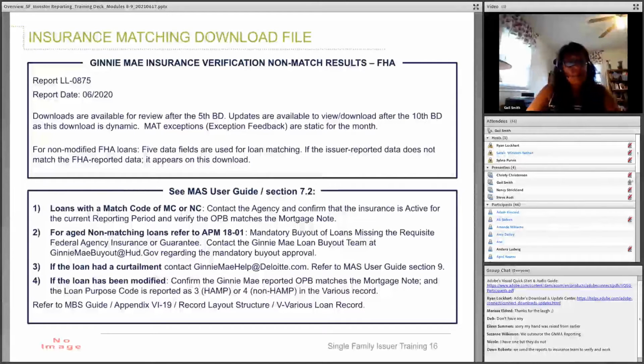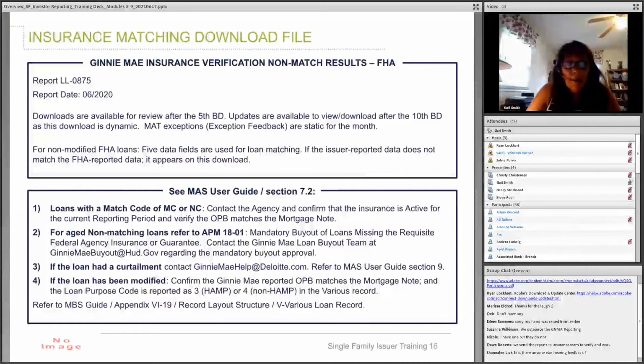For non-matching loans that are aged, refer to APM 18-01, mandatory buyout of loans missing the requisite federal agency insurance or guarantee. You may contact the Ginnie Mae loan buyout team at ginniemaybuyout@hud.gov regarding the mandatory buyout approval process. If a loan had a curtailment, contact the Ginnie Mae help at Deloitte.com. That's me. And refer to the MAS User Guide Section 9. It provides information on how you resolve these loans that have curtailments.